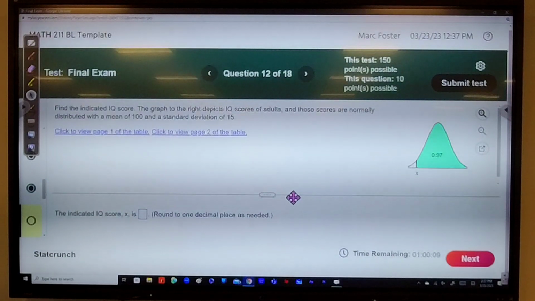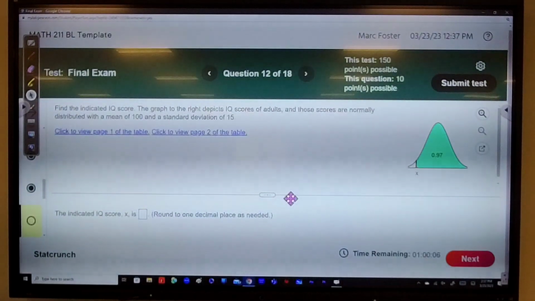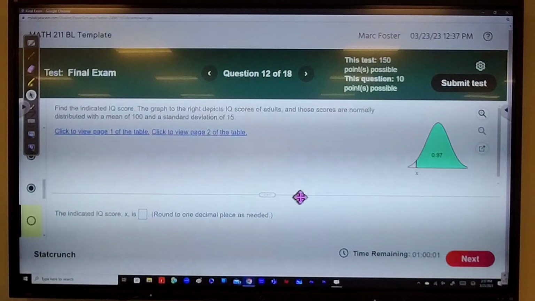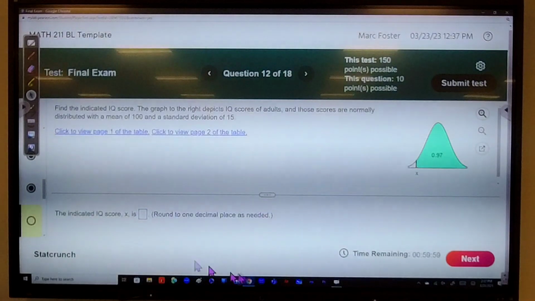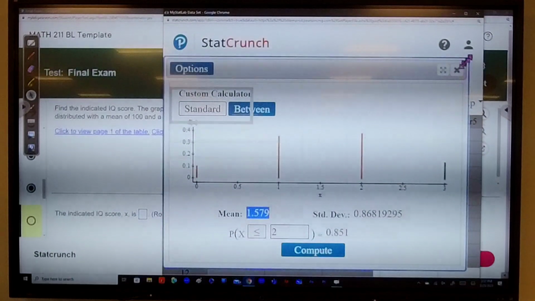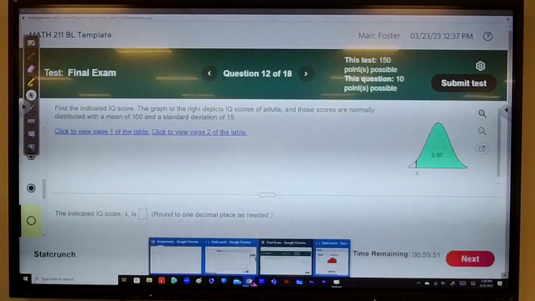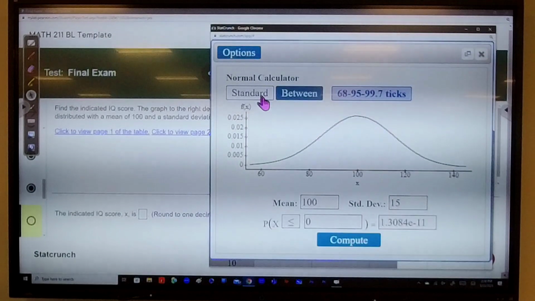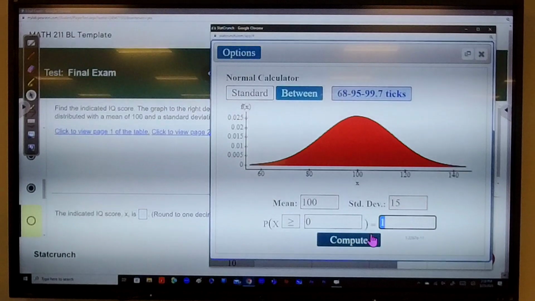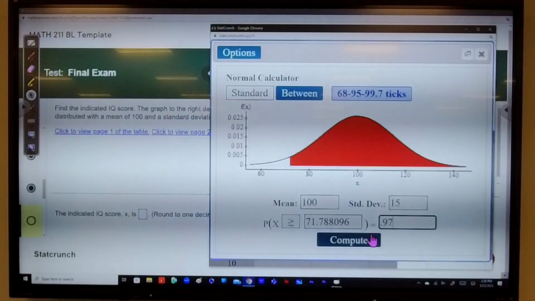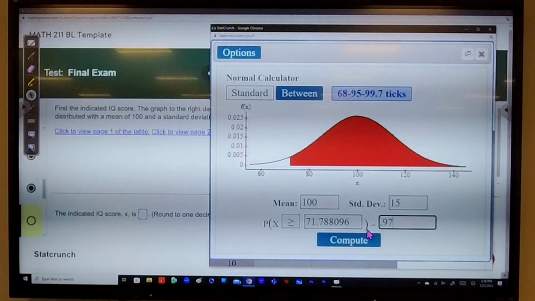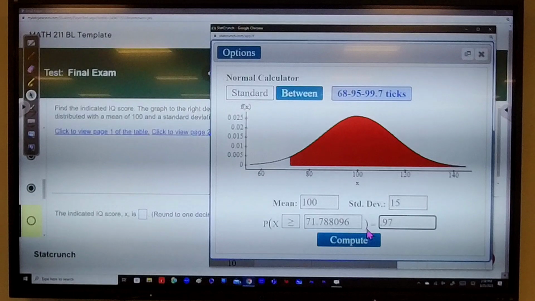Still with the IQ scores, this would be answering the question, 97% of adults have an IQ score higher than what? So I'll put it back on standard and greater than and say 0.97. So 97% of adults have an IQ higher than 71.8.